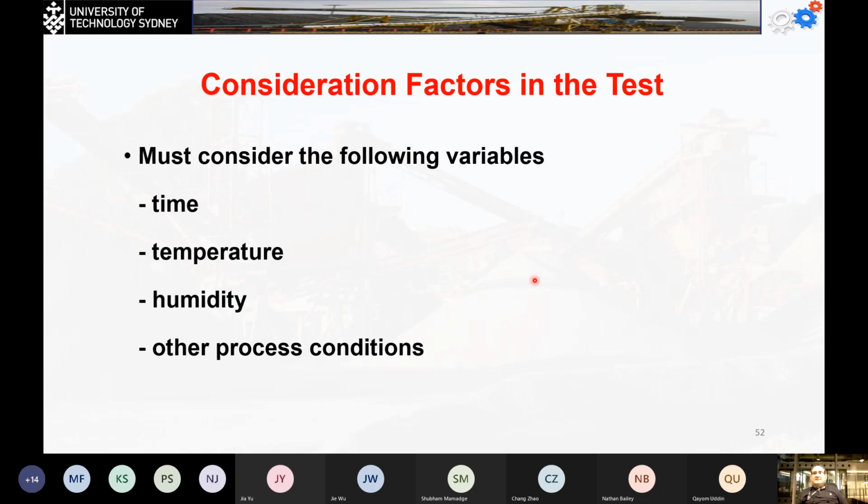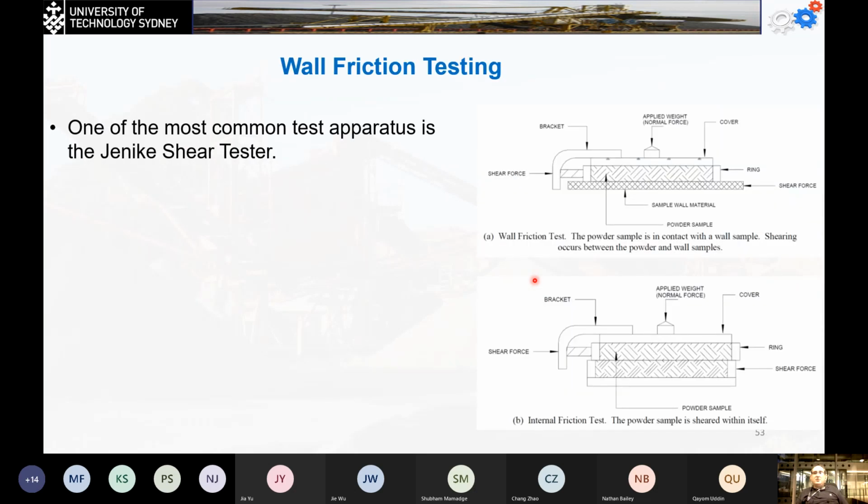So to do the testing, as we learned in the lab today, we're running what we call the wall friction testing. The device we saw in the lab today is exactly similar to that. We had the ring, it was a box in the lab, and we had the cover, and we applied the normal force at the top.